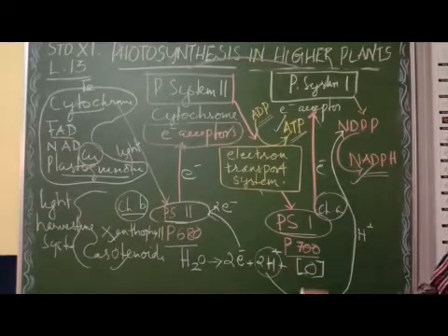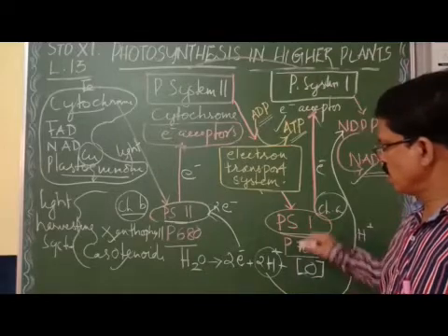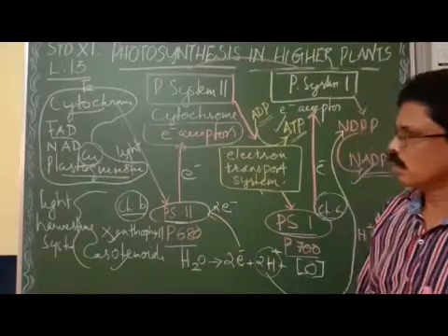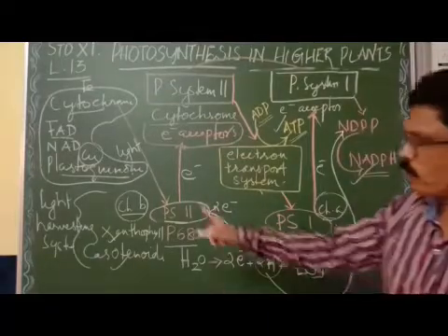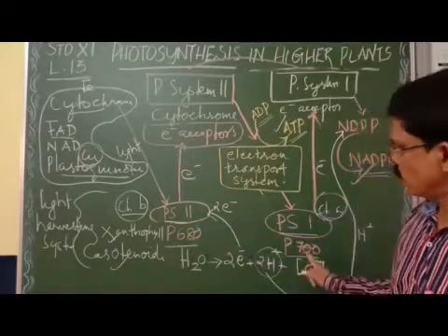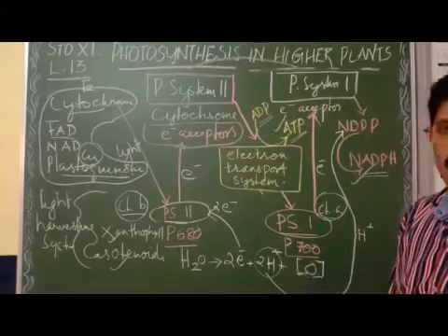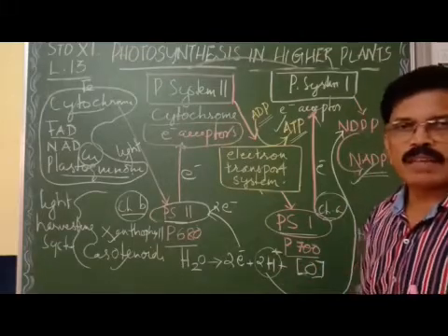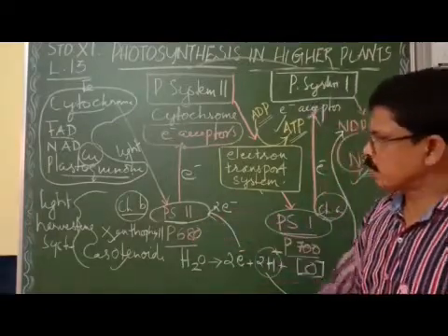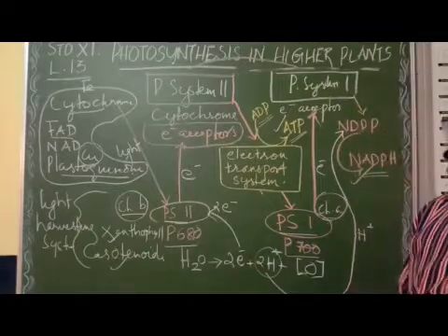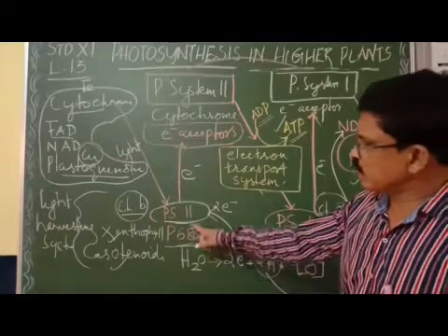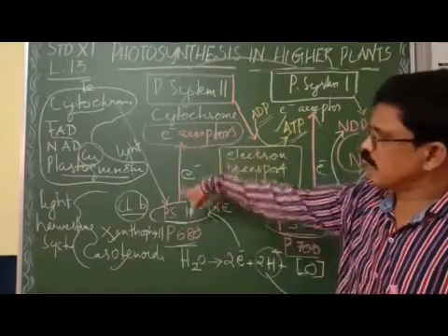So the light reaction generally consists of two pigment systems: pigment system 1 with the chlorophyll A molecule, and pigment system 2 with the light harvesting complex like chlorophyll B, xanthophyll and carotenoids. The reaction center of PS1 is called P700, which absorbs light with a maximum wavelength of 700 nanometer. Pigment system 2 absorbs light of 680 nanometer wavelength, so the reaction center is P680. First P680 will be excited when the light falls.